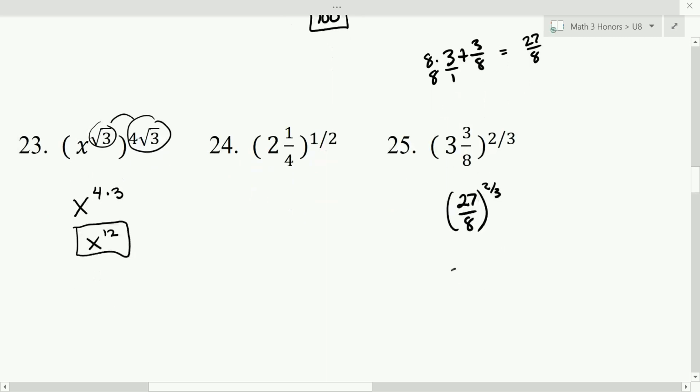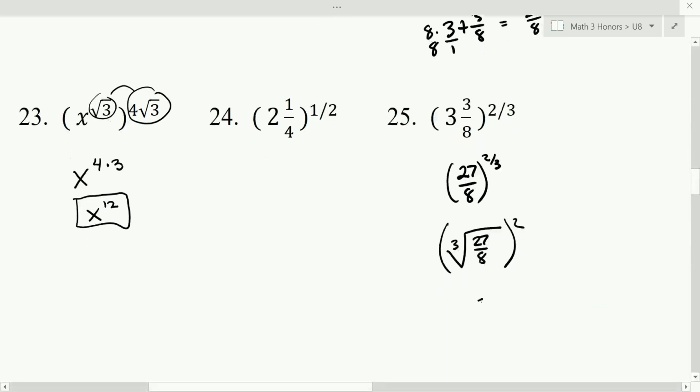So take the cube root of 27 over 8 and then square that answer. And 27 and 8 are both perfect cubes, so it's working out nice for us. What's the cube root of 27? And the cube root of 8. And when you square them, you end up with 9 over 4.